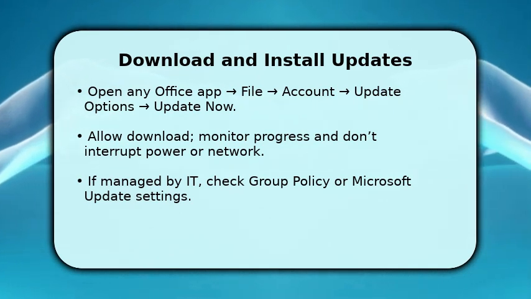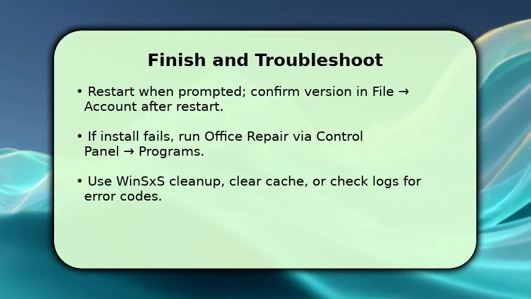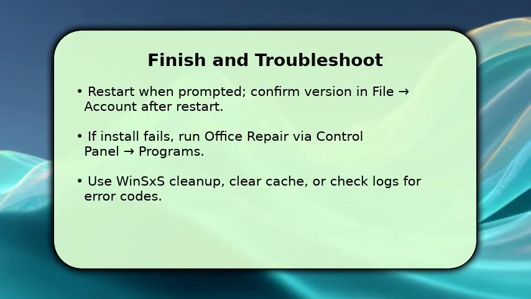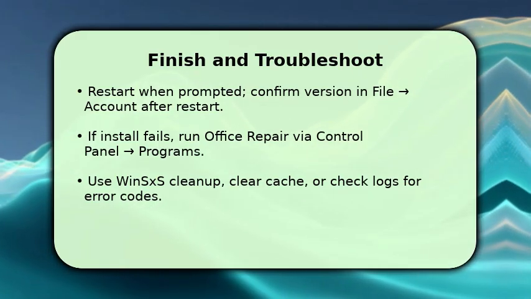Complete the update by restarting when prompted. This finalizes file replacements and registry changes. After reboot, open an Office app and check File, right arrow Account to verify the new version and update date.